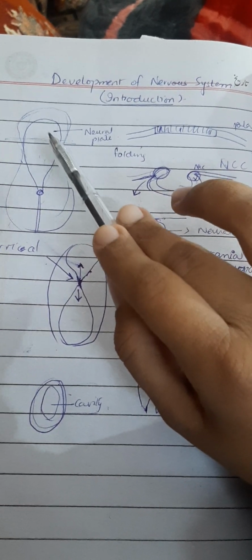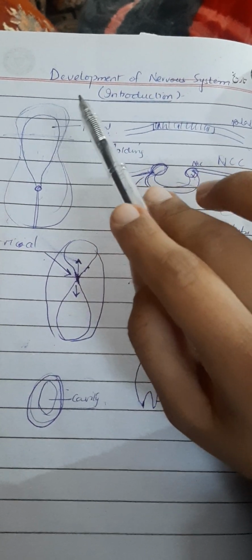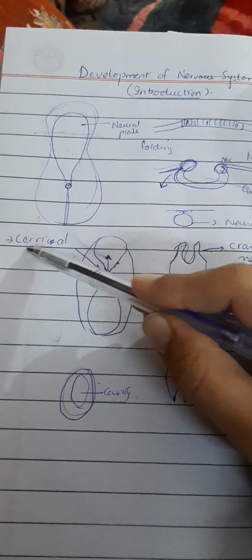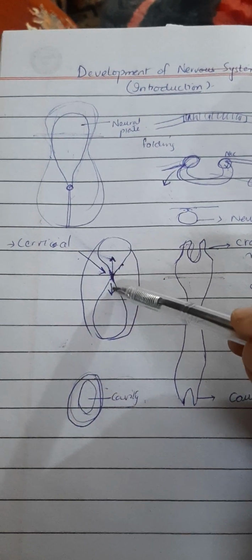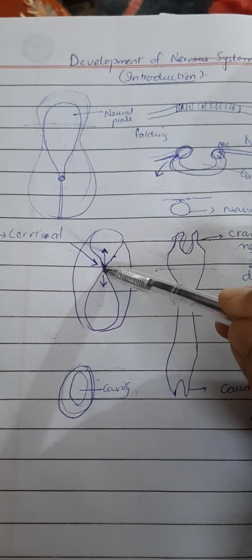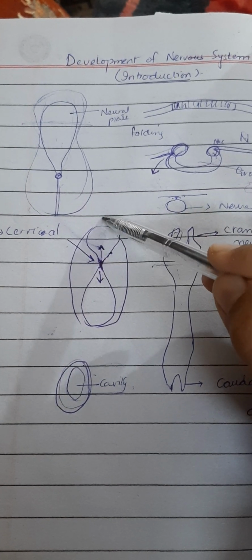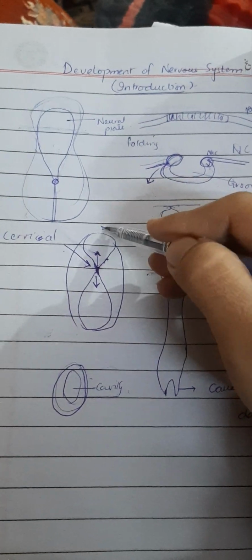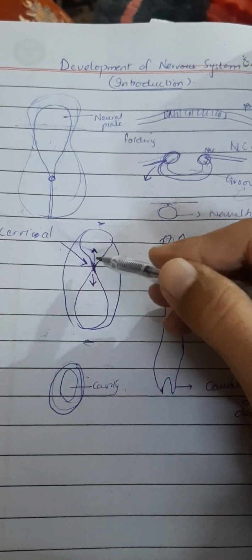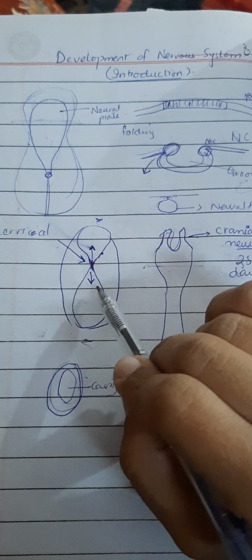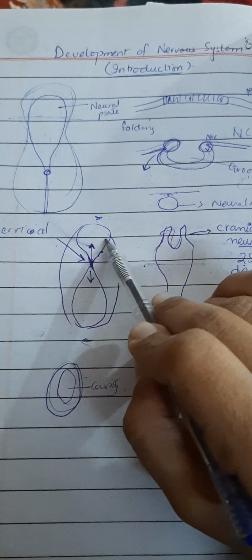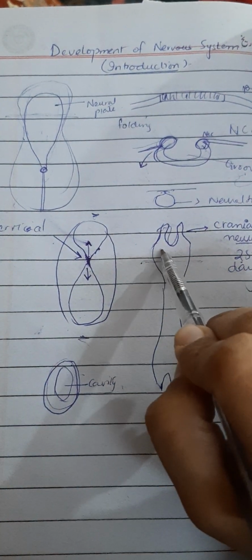We want to know at what point the closure actually started. So it actually started in the cervical region. Okay, at a single point here these folds meet first. This is the cervical region. Now from the cervical region, what happens? The closure is going to extend in the cranial direction. This is the cranial direction, this is the caudal direction, and the folds are also going to extend in the caudal direction.